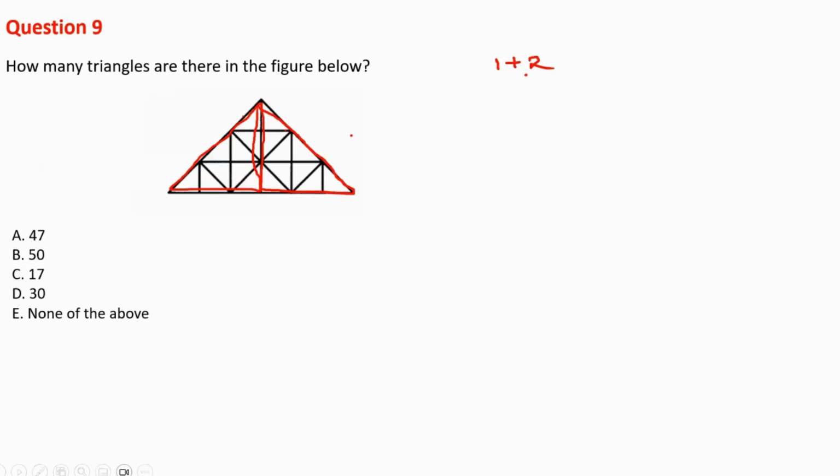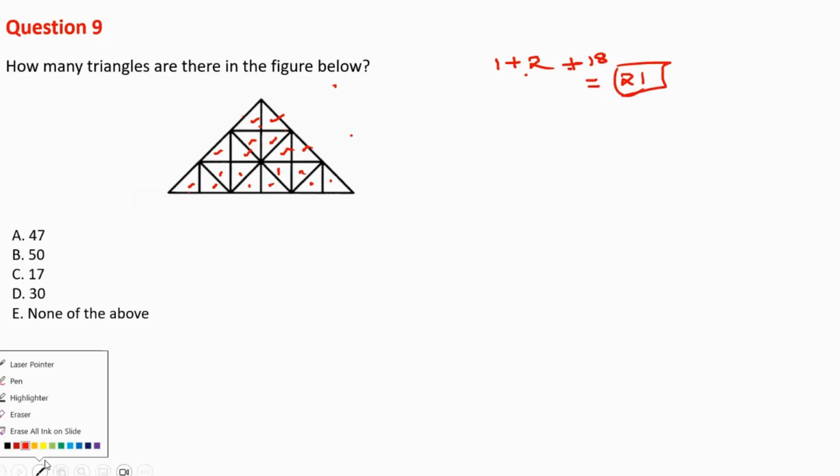Okay. Moving on, if we just now start counting our smaller circles, triangles over here: 1, 2, 3, 4, 5, 6, 7, 8, 9, 10, 11, 12, 13, 14, 15, 16, 17, 18. 18 such small individual triangles, 21 triangles so far.